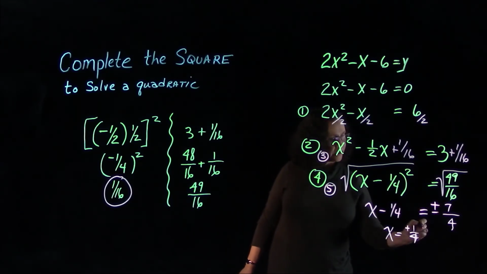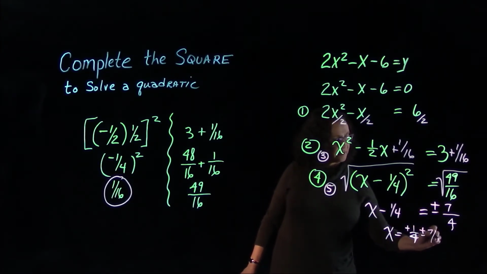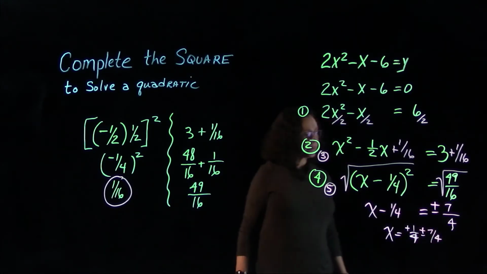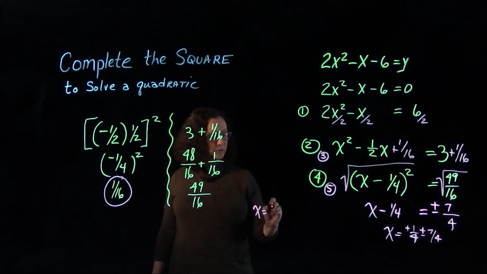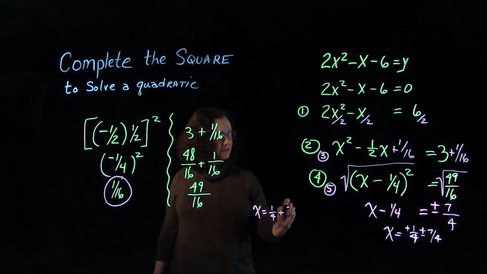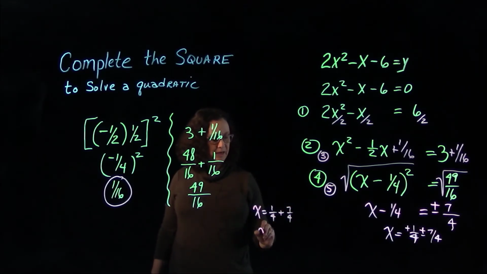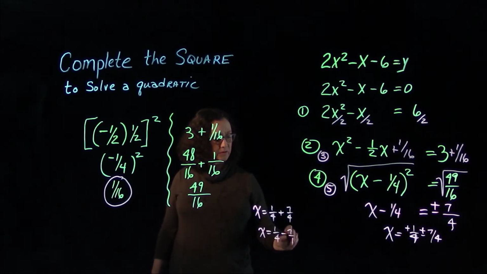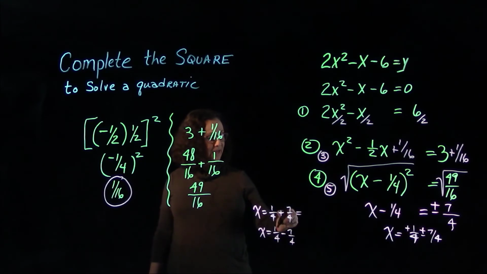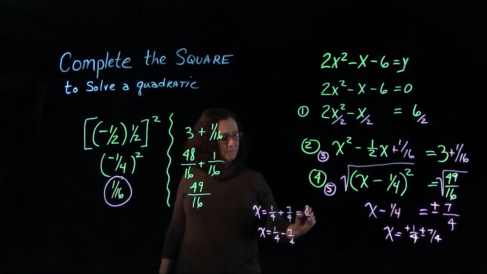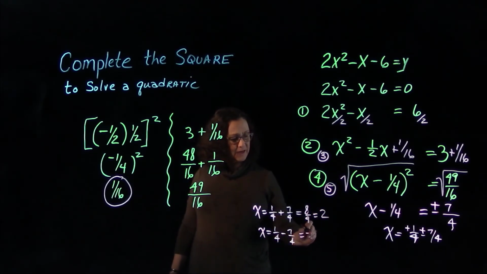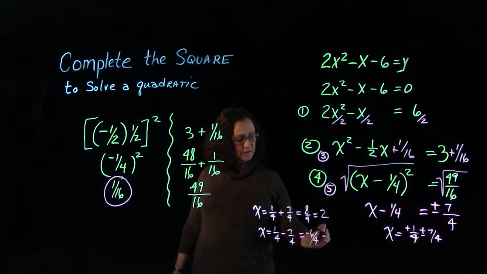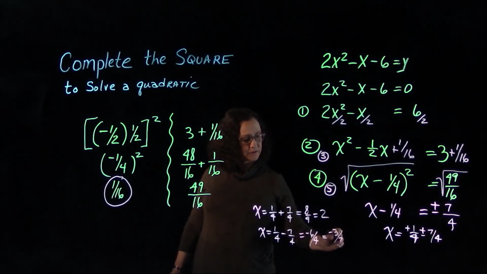We're going to put this plus and minus sign here. So what this gives us is two separate answers for our x. We have x equal to 1/4 plus 7/4, and we have x equals 1/4 minus 7/4. The top one gives us 8/4. This gives us a 2. And the bottom one gives us a negative 6/4, which is a negative 3/2.